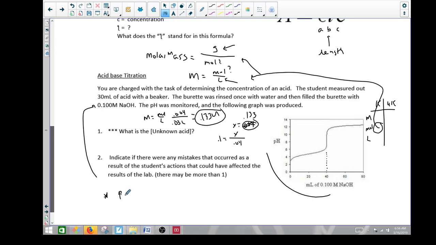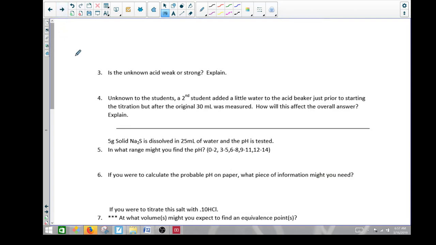So rinse with 0.1 molar NaOH. Right. There could be others there. I know there are others because, is the weak acid strong or weak? Explain. Good question. All right.